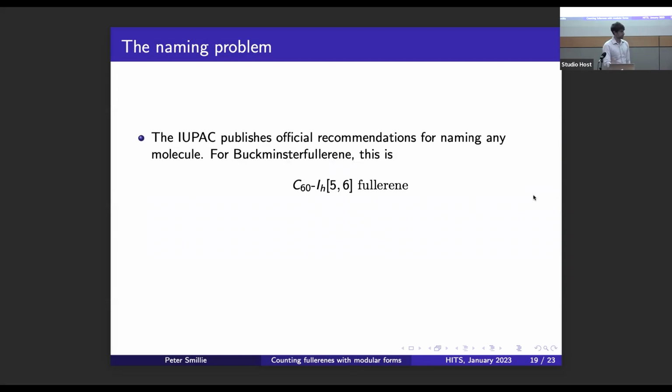Okay, so what's the story? How do you, I mean, chemists, when they study molecules, they like to have names for them. They publish these big books about what to call molecules.